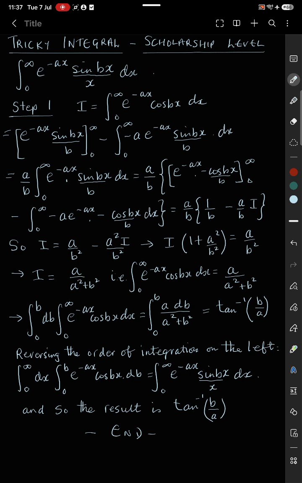Now, if we look at the left-hand side of that, we want to reverse the order of integration, and that becomes the integral between 0 and infinity dx, integral between 0 and b, e to the minus ax cos bx db. And that's a fairly easy integral. That will be e to the minus ax sine bx over x dx. And so the result is tan inverse b over a.